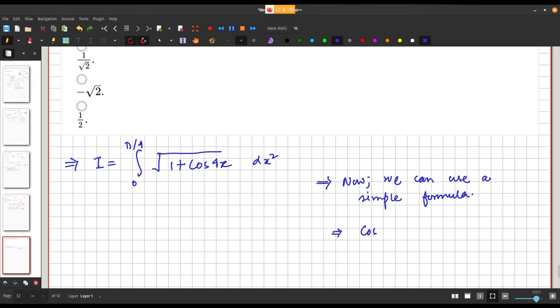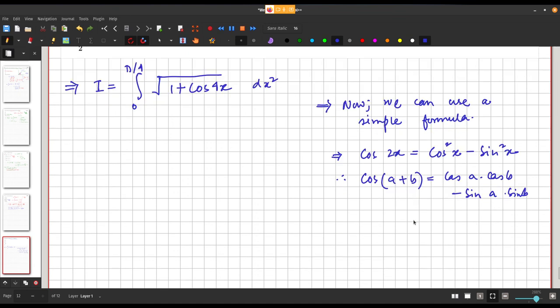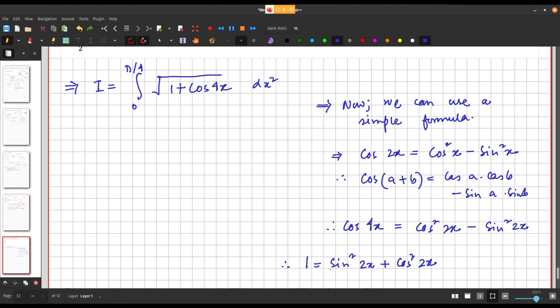Which states that cos 2x is cos square x minus sin square x. So this just comes from the formula cos(a plus b) is equal to cos a cos b minus sin a sin b, right? So here we are given with cos 4x, so that will be equal to cos square 2x minus sin square 2x, and here we have also a constant 1, which we can write as sin square 2x plus cos square 2x. Here we are specifically writing it in terms of sin square 2x and cos square 2x because we want to cancel some terms here.